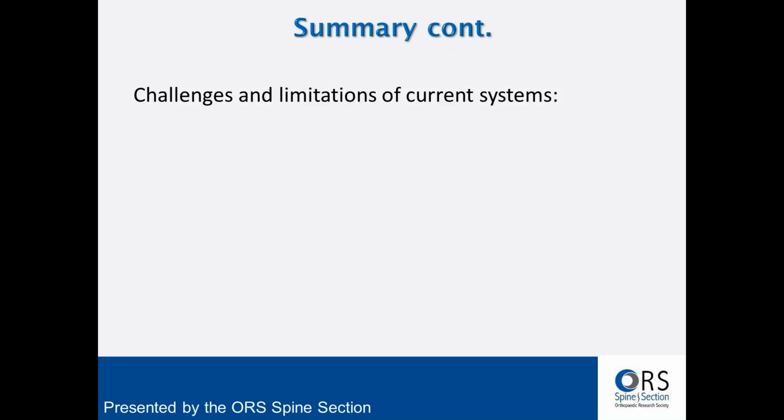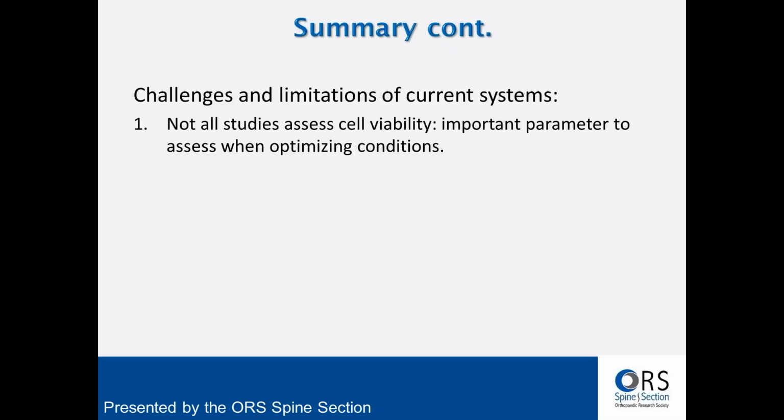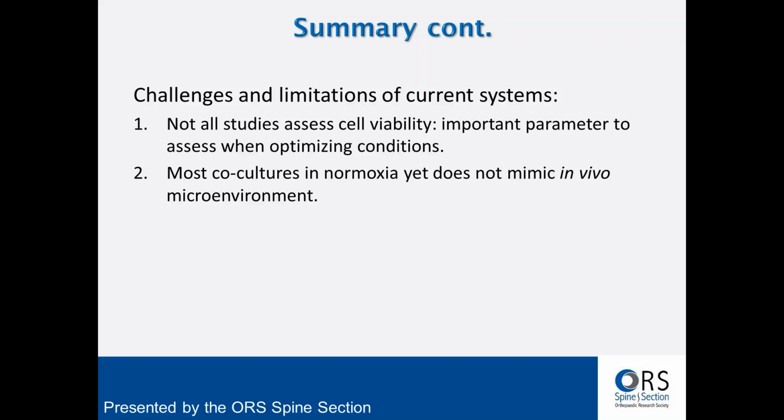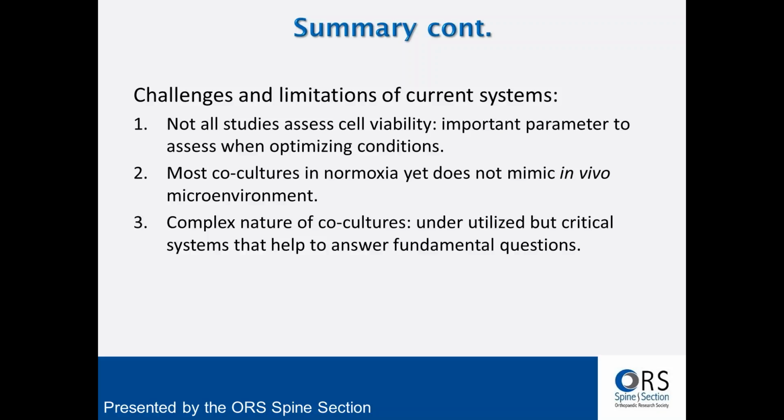So there are challenges and limitations of the current systems. Not all studies assess cell viability, which is an important parameter when you're optimizing your co-culture conditions. Also, most co-cultures are in normoxia, which doesn't really mimic the native disc microenvironment in vivo, where most cells are exposed to hypoxia. Because of the complex nature of co-cultures, they are underutilized, but they do still remain essential in helping us to answer some fundamental basic science questions related to the intervertebral disc.